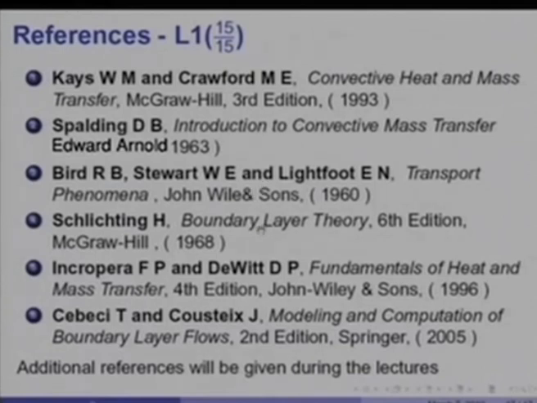Perhaps the most definitive work on boundary layers from the engineering standpoint is the work of Schlichting, the 6th edition of which was published in 1968. The title of the book is Boundary Layer Theory.